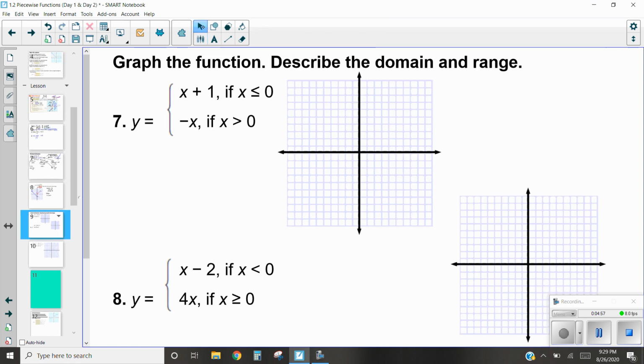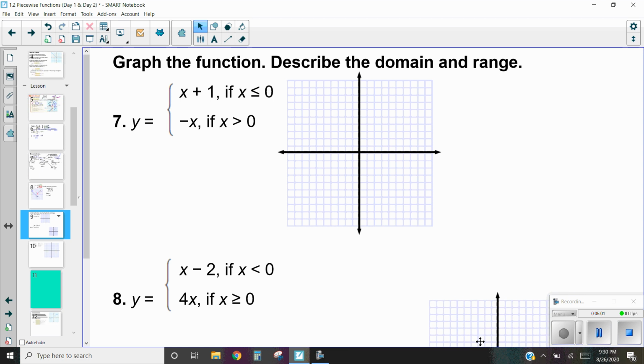We're going to look at this function here: y equals x plus 1 if x is less than or equal to 0, or negative x if x is greater than 0. So let's start here with this x plus 1. That's where I'm going to start. Now remember, we graph the whole line and then erase what we don't need. So I'm going to start at plus 1.